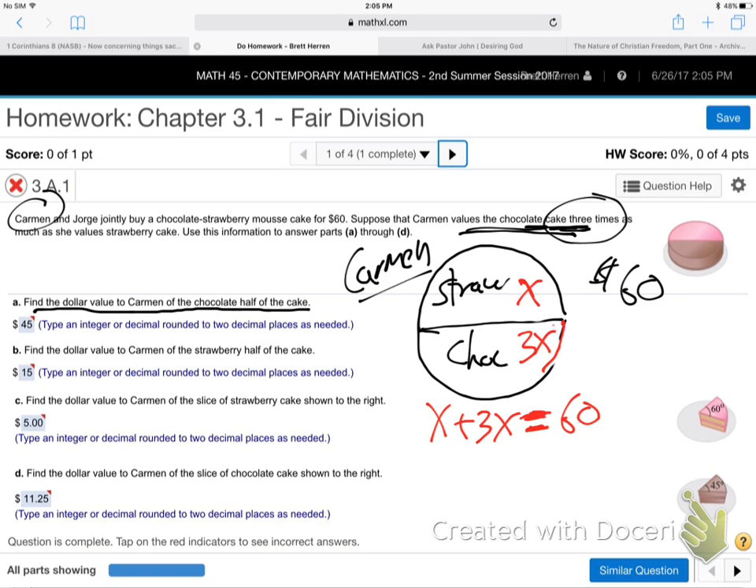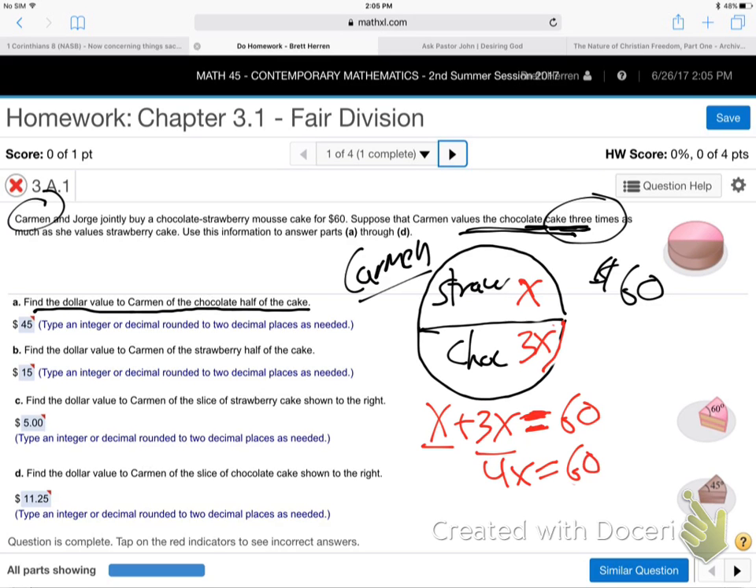So here would be the surefire way that would always give you an answer. Just call it x and 3x. Why 3x? Because 3 times, huh? She likes chocolate 3 times as much as strawberry. That's how Carmen feels. And together they got to add up to be 60 total, right? $60 cake value. So what is x plus 3x?